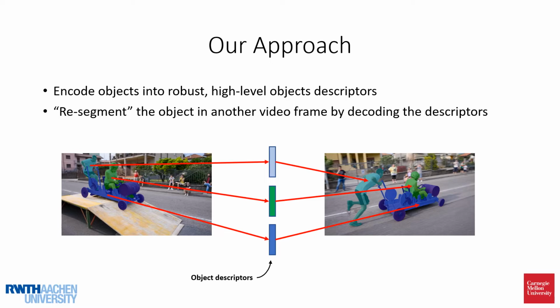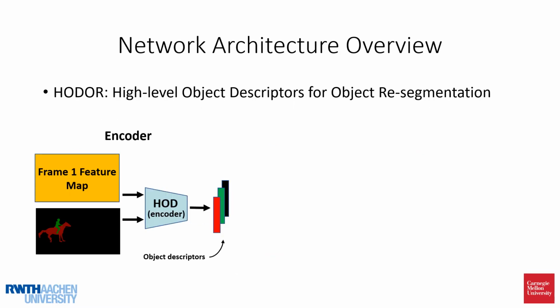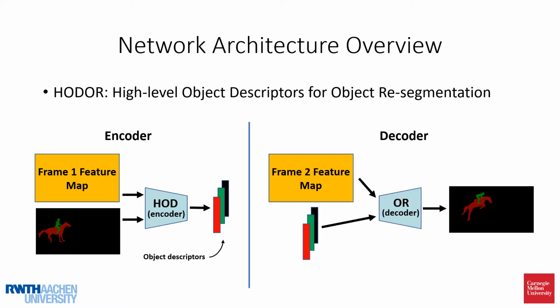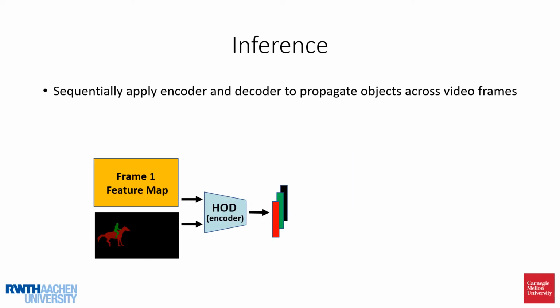HODOR has an encoder-decoder style network architecture. The encoder takes as input an image feature map and a set of object masks, and outputs a descriptor for each of the objects as well as the background. The decoder can be seen as the dual of the encoder. It takes as input the object descriptors produced by the encoder and image features from a different video frame, and outputs the segmentation masks for those objects in this frame. Both encoder and decoder have a transformer-like architecture consisting of several attention layers.